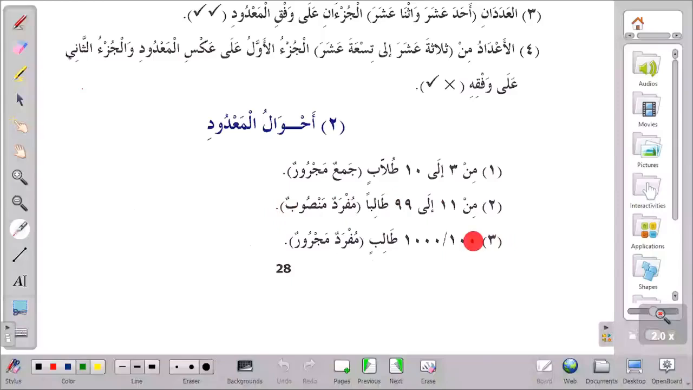Okay, now here, 100 and then 1000. I've said it, 100 and its multiples, 1000 and its multiples. The thing we are counting is going to be talibin. It is going to be singular and majrur. Talibin, kalamin, daftarin, kitabin, like that. It's going to be singular and then majrur. I hope that is clear. So, mufradun majrurun.